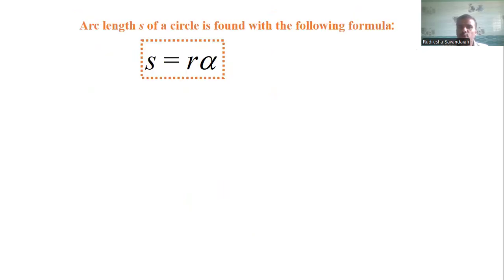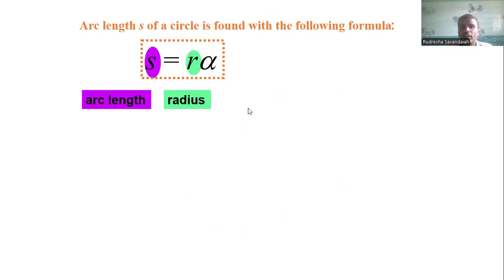See, next I will move to arc length S of a circle, which is found with the following formula. S is equal to R alpha. S means arc length, R means radius, alpha means measure of the angle.